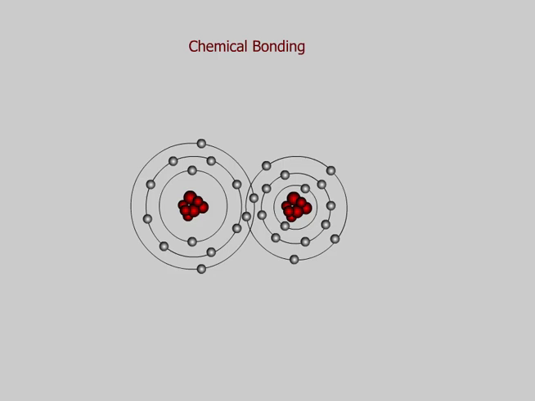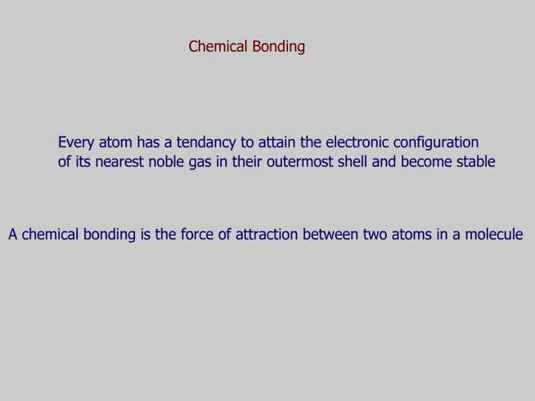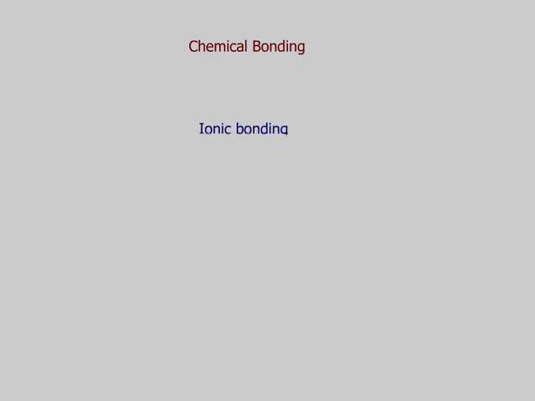To achieve a stable electronic configuration, atoms rearrange the electrons in their outermost shell. During this rearrangement, a force of attraction develops between atoms, binding them together to form molecules. This force is known as a chemical bond. Atoms naturally tend to attain the electronic configuration of the nearest noble gas in their outermost shell to achieve stability. There are 3 main types of chemical bonds: ionic bonds, covalent bonds, and metallic bonds.